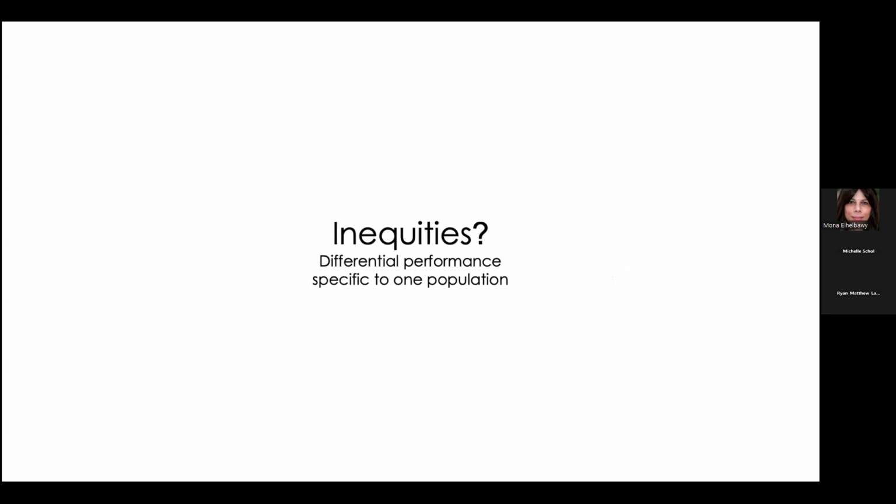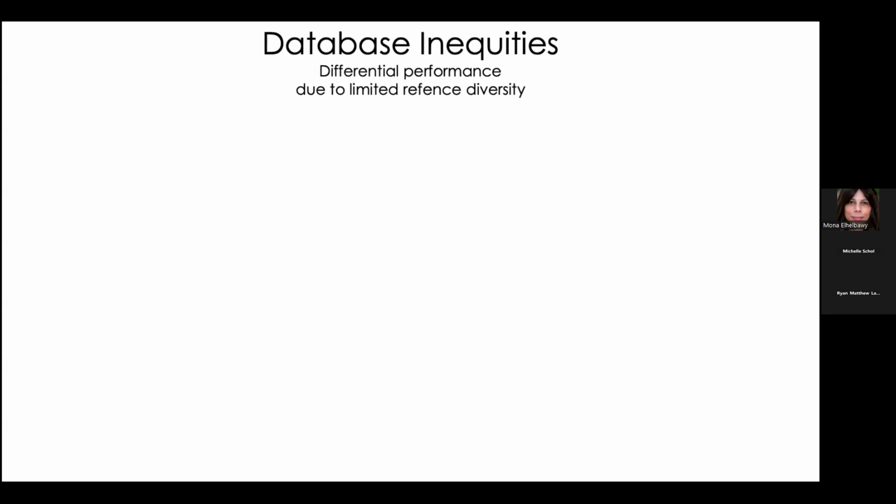But I think anytime we're trying to address inequities, we must always be retrospective and look back at our own work and say, are we creating any inequities? And I'm defining this really broadly as, does our overall system have differential effects for one population versus another population? I think there are two ways of looking at this. First, I call it database inequities. If I don't have anybody in my database that looks like my patient, I can't help but give you underrepresented cohorts.